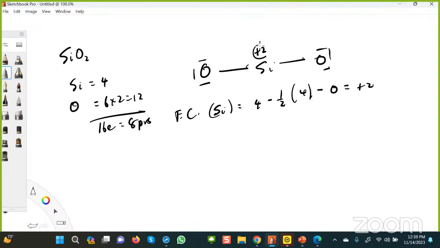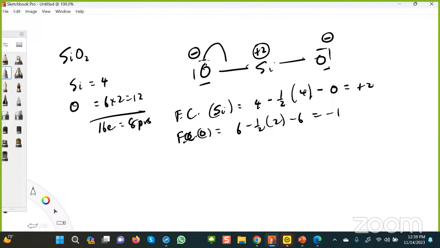Plus 2. And then now we do the same thing for the oxygens. The group number, which is 6, minus half of 2, minus 6 equals minus 1. So each oxygen will have a -1 charge. All right? And then now this pair of electrons will go here. This pair of electrons will go here because the 2 negative charges will cancel out the 2 plus charges.